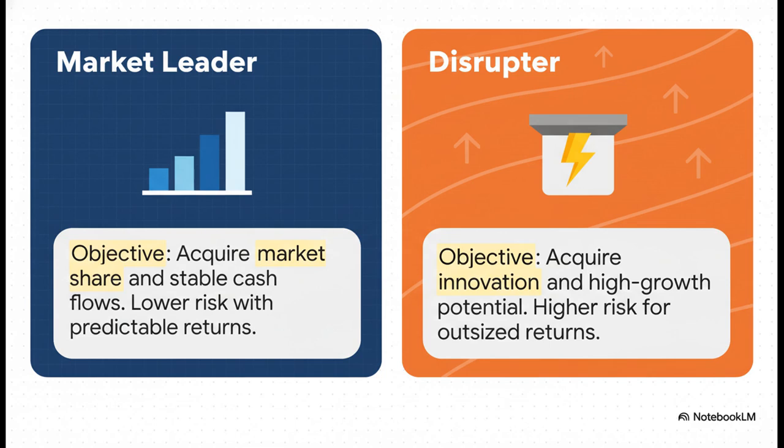This comparison is absolutely key. On one hand, you've got the market leader profile. Think Amazon buying Whole Foods. The objective there was crystal clear: acquire a massive, immediate footprint in the grocery sector. That was all about buying market share and proven operational models.